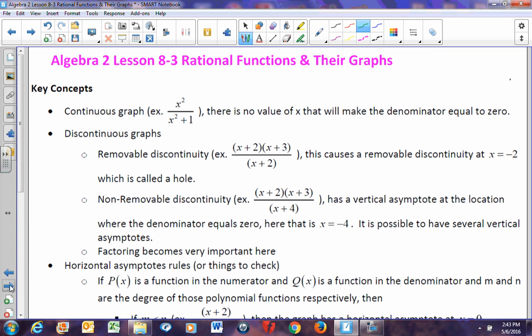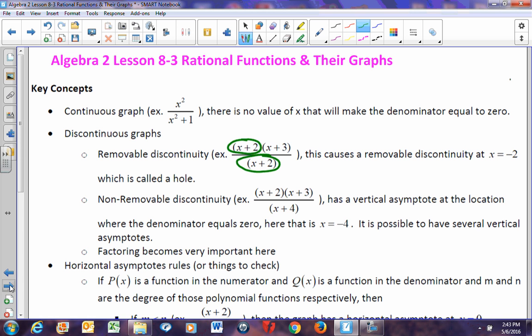So, key concepts here. Let's review. A continuous graph, like x squared over x squared plus 1. There's no value that I can put in for x that will make the denominator equal to 0. So it's continuous. Straight line, curved line, doesn't matter. I don't have to pick up my pencil to finish the graph. A discontinuous graph can have a removable discontinuity. For example, (x plus 2)(x plus 3) over x plus 2. This causes the removable discontinuity right here at x plus 2.